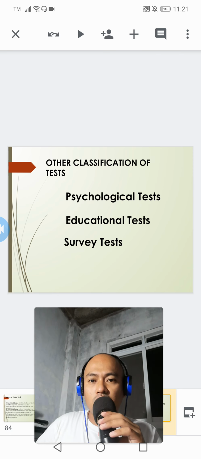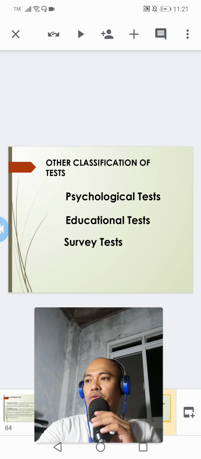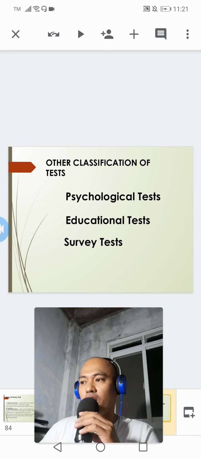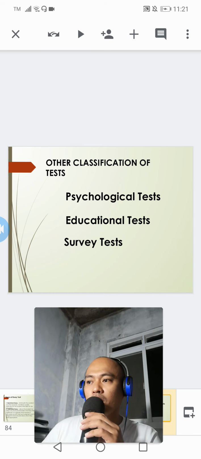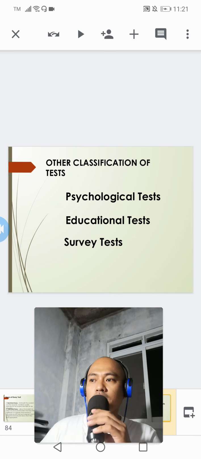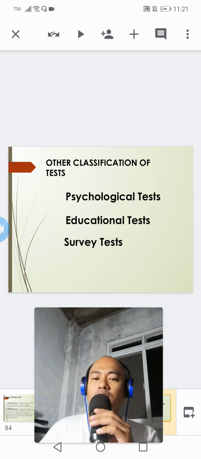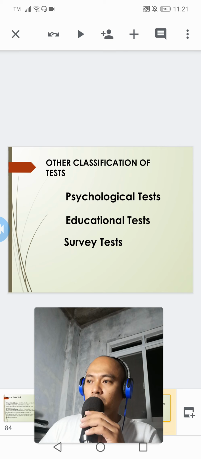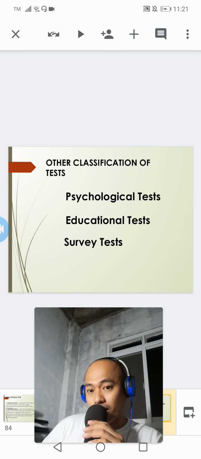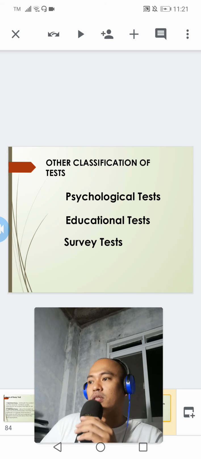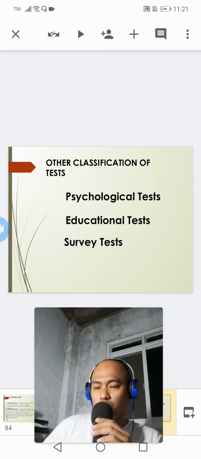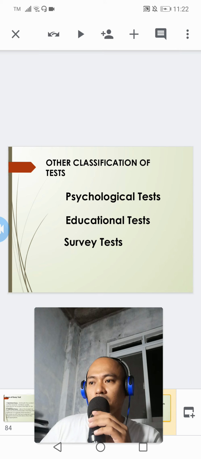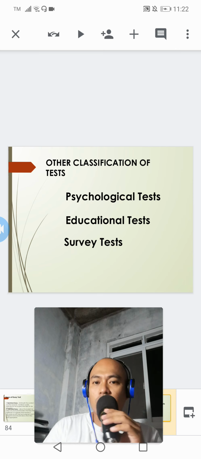And these are the other classifications of a test. First, psychological test. It aims to measure students' intangible aspects of behavior, such as intelligence, attitudes, interests, and aptitude. While educational test aims to measure the results and effects of instruction. For the survey test, it measures the general level of students' achievement over a broad range of learning outcomes and tends to emphasize norm-referenced interpretation.